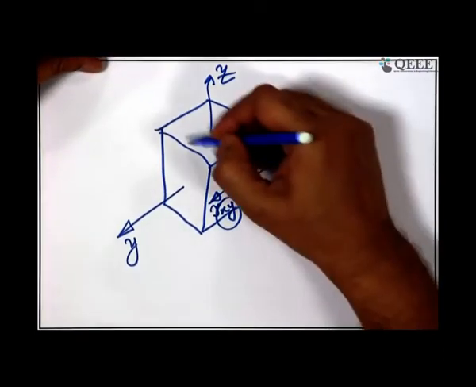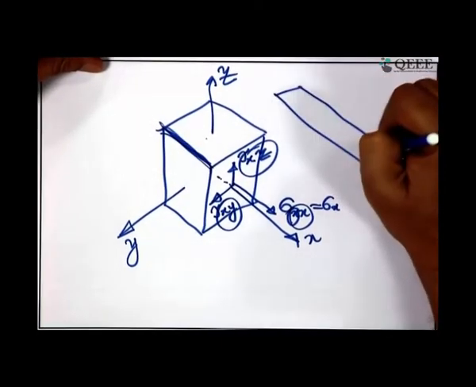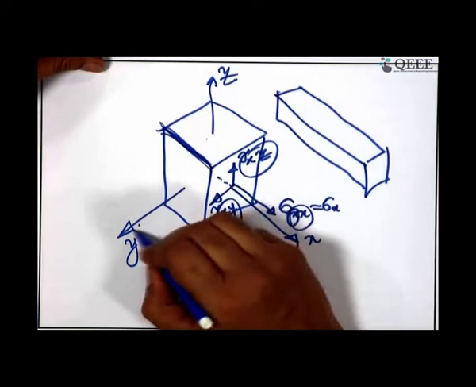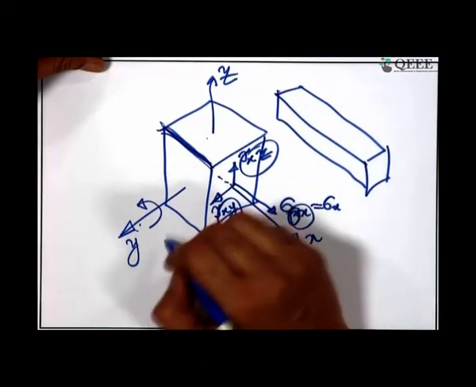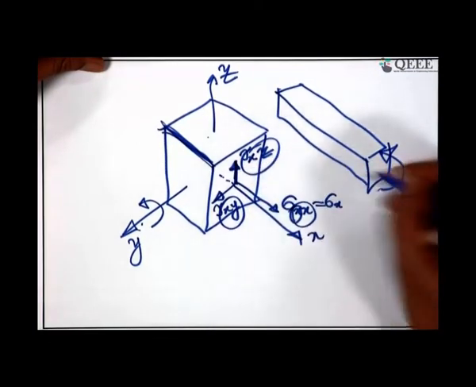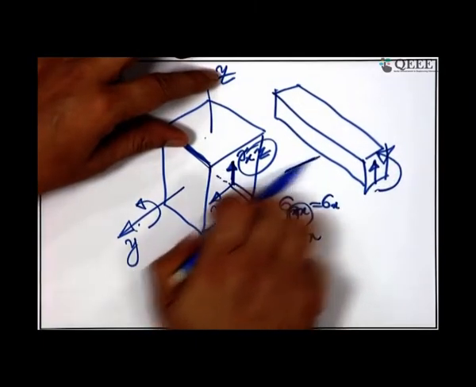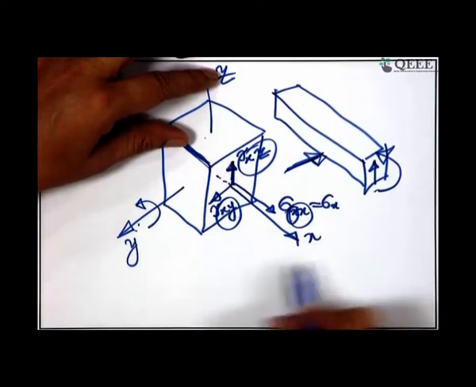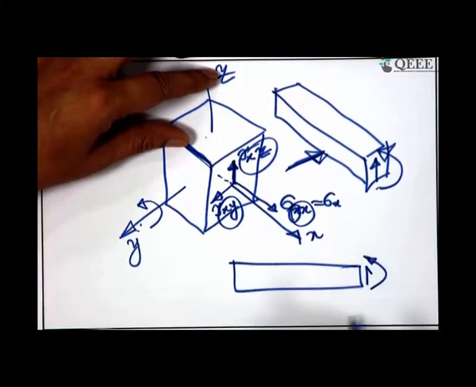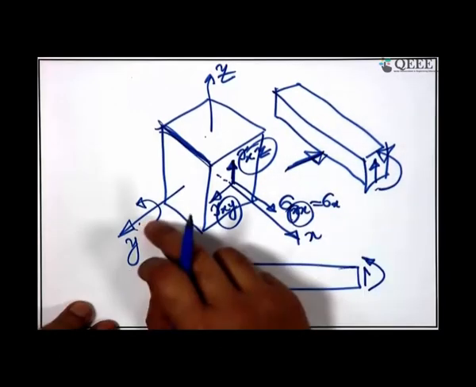So, if this dimension is further extended, making the member slender, you get your beam, and the moment which is acting about this axis will act as a bending moment, and this force is the shearing force which will act as a shear force here. Now, looking from this side, if you draw the beam once again, you have a shear force here and a bending moment here.